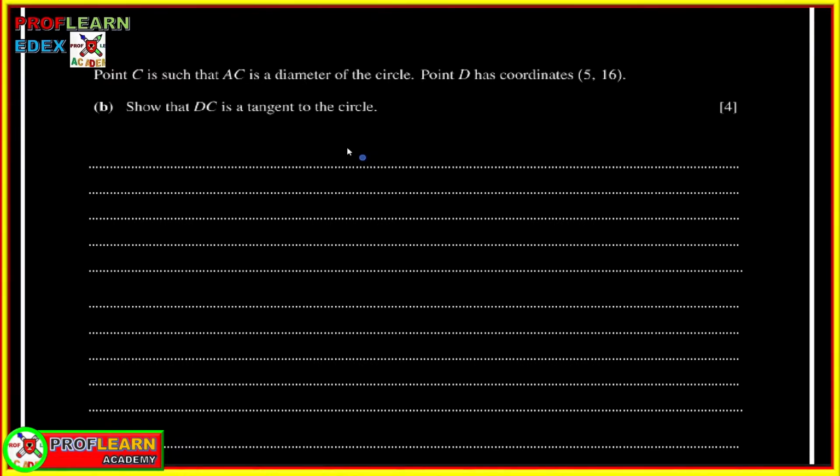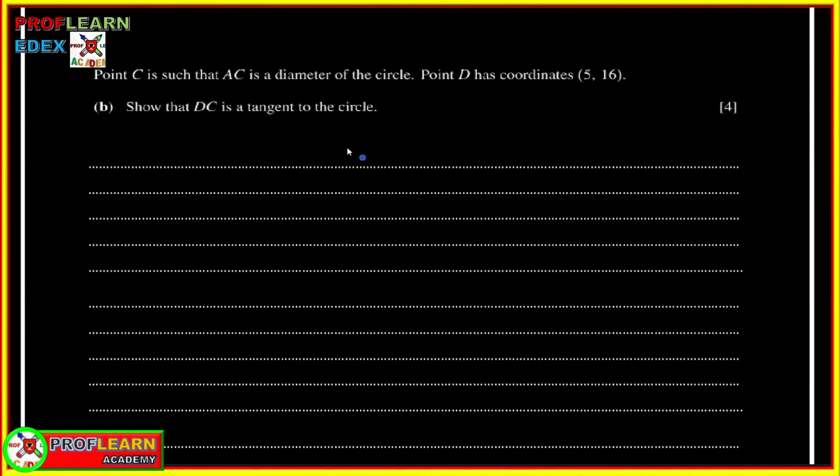So the strategy I'm going to use to work out this question: I'll start with the gradient of the diameter, and then I'll find the coordinate where the tangent and the circle meet, and thereafter I'll find the gradient of the line DC, and check if I multiply the two gradients, can I get -1? Because if two lines are perpendicular, then the product of their gradients will give us -1.